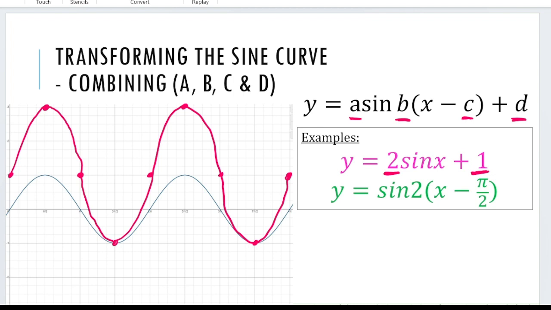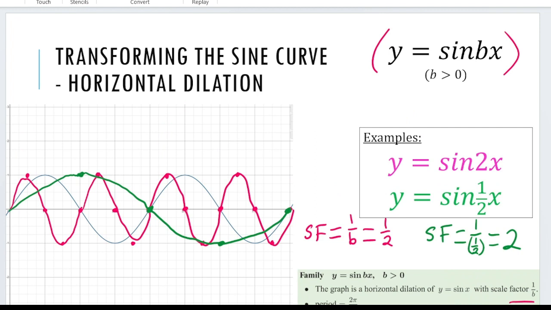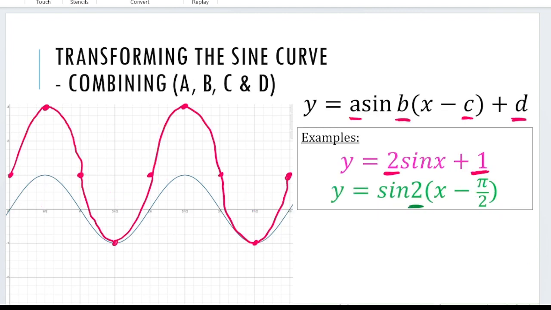So that's a pretty tricky one because you have to kind of do 2 things at once. However, if you think about it in those 2 logical steps, then it actually comes out a little bit more straightforward. Now, our second one also has 2 very tricky parts, but let's think about it bit by bit. So the 2 here is going to be a horizontal dilation, which means that our scale factor is 1 on b. So if our b is 2, our scale factor is 1 on 2, which means that it's going to be a half.